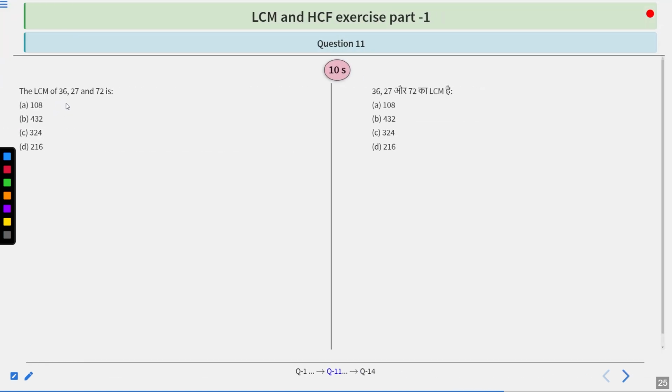The LCM of 36, 27, and 72 is, options are 108, 432, 324, 216. These are the options.